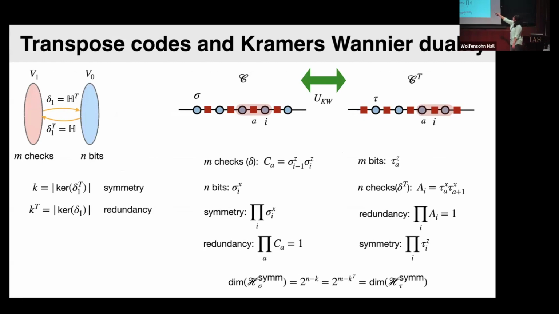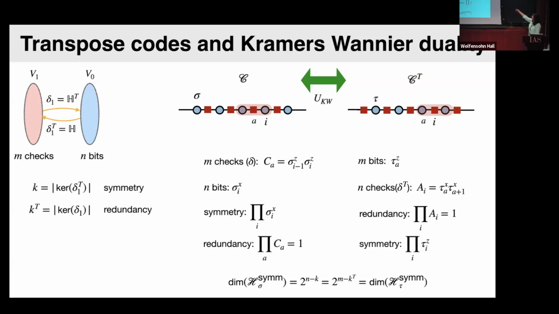So if I have this classical code C, which is my 1D Ising model, notice that I've just put some labels here. The checks live on these boxes labeled A, and the bits live on these sites labeled I. And now once again, I have my checks. Those are defined through this matrix delta, which tells me, if I pick up a label A, which bits it acts on. And then I have the symmetries and the redundancies, again, all defined through these maps.